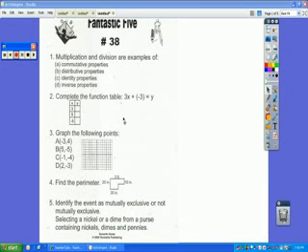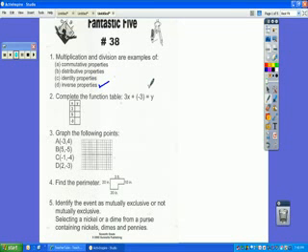Multiplication is the opposite of division, and division is the opposite of multiplication. Therefore, the answer will be D, Inverse, because inverse is the opposite, such as addition and subtraction are inverse properties.